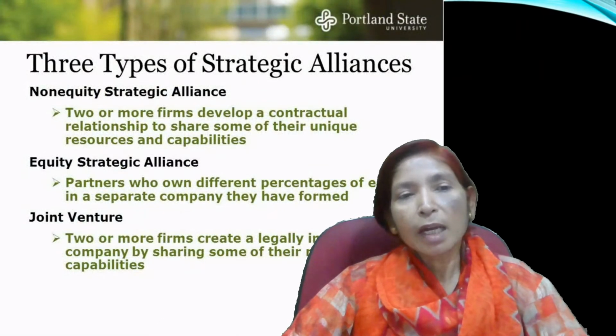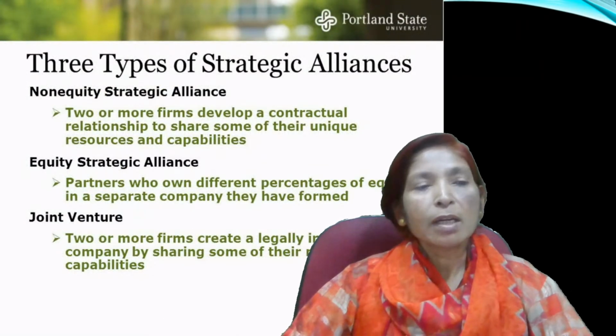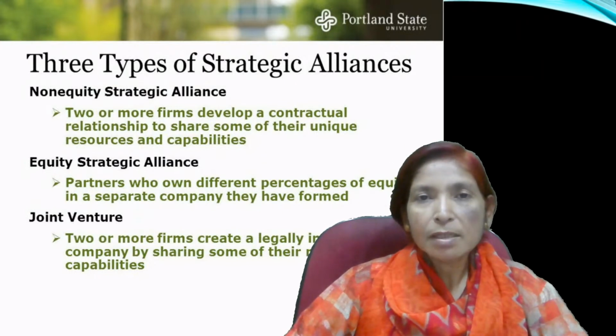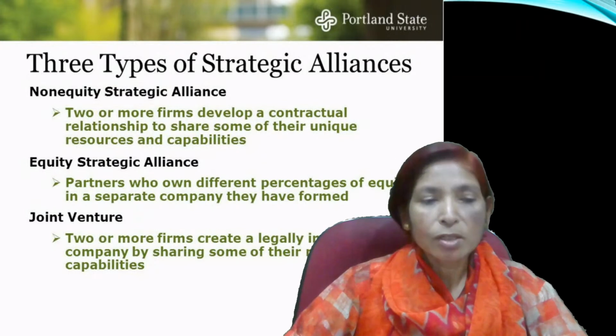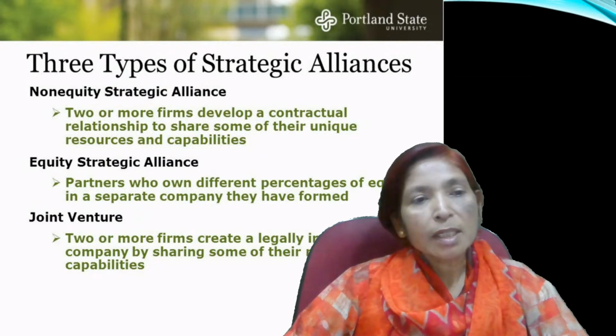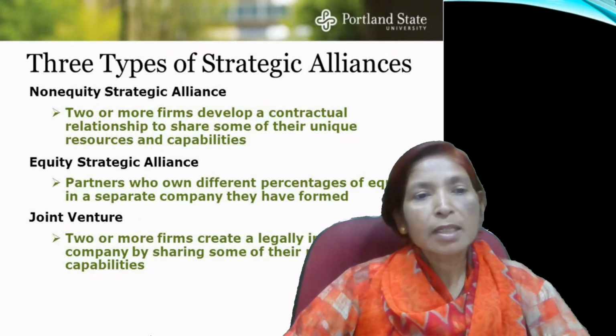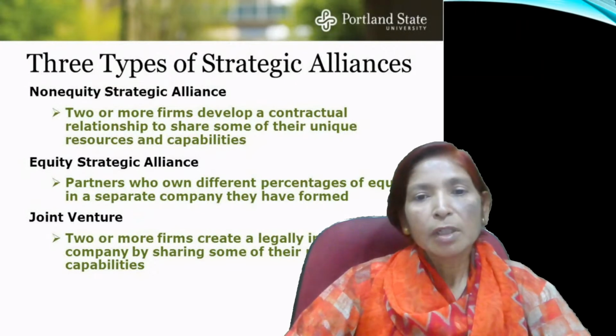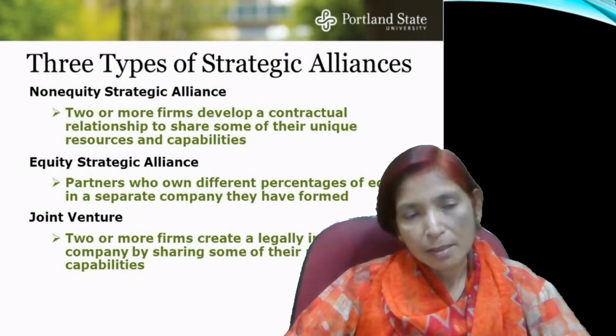Next, there are three types of strategic alliances. One is non-equity strategic alliances. Next is equity strategic alliances, and third is joint venture. Non-equity strategic alliances mainly tell us that if two or more firms develop a contractual relationship to share some of their unique resources and capabilities, then they can enter into strategic alliances.